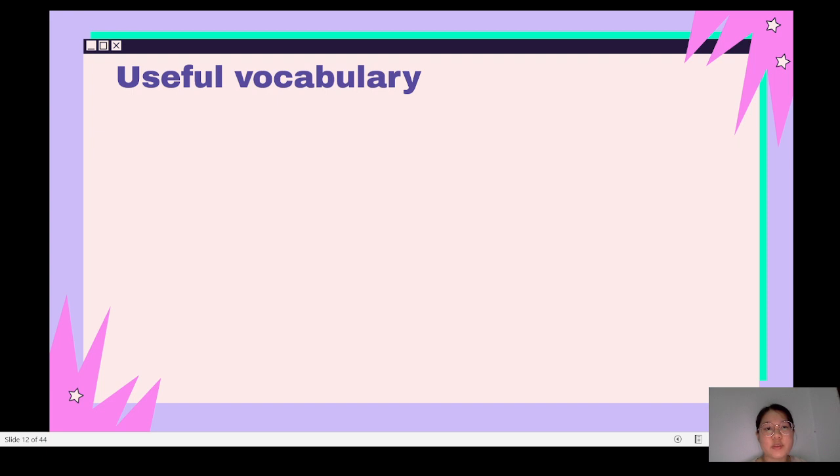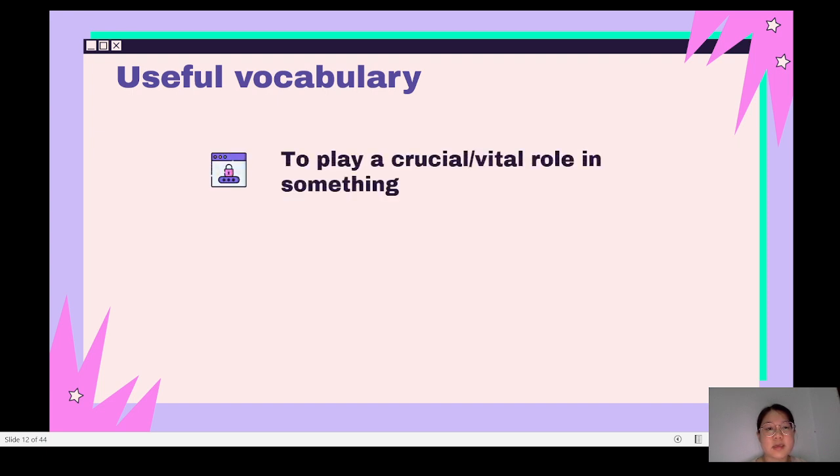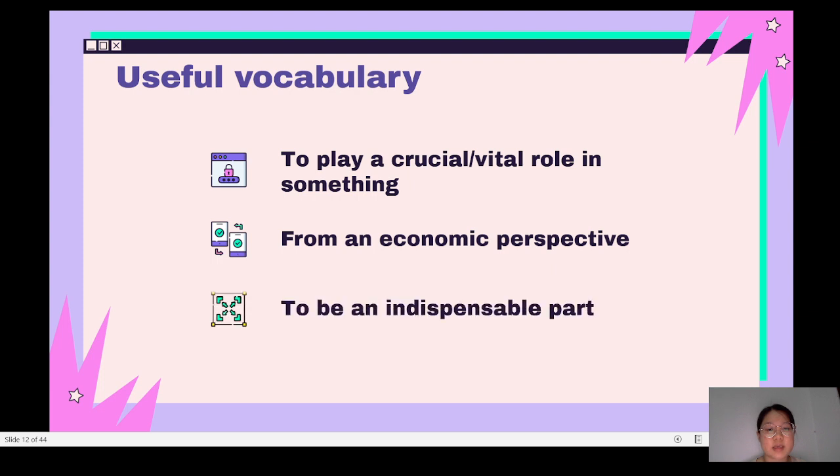And now we move to see some new words. You can see here. To play a crucial or vital role in something. From an economic perspective, I find that is a really good phrase that you should learn by heart, and you can use this phrase in both writing and speaking because it is neutral.